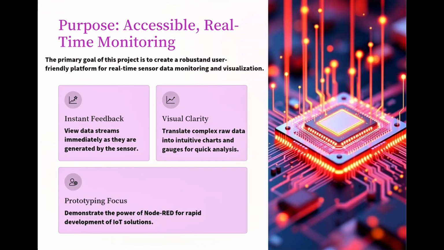Purpose: accessible, real-time monitoring. The main goal of this project is to build a simple and user-friendly system for monitoring sensor data in real time. It allows users to view instant feedback as data is generated, provides visual clarity through charts and gauges, and demonstrates how Node-RED can be used for quick IoT prototyping.